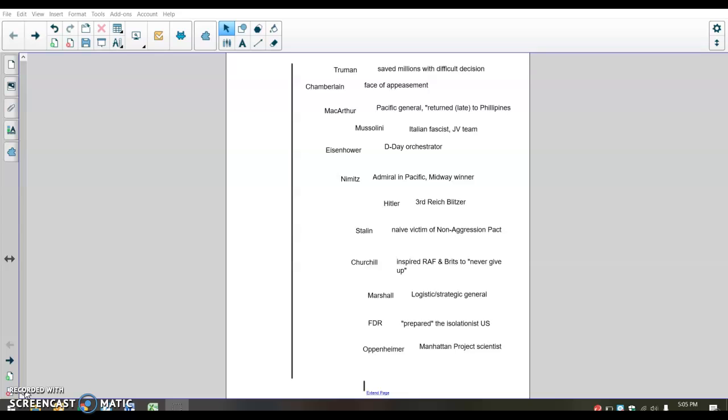Churchill, the Prime Minister of England, inspired the Royal Air Force and the Brits to never give up during the Blitz on Britain. George Marshall was the main logistics general for the United States. He wanted to be an offensive coordinator, but they made him be general manager instead. FDR had the United States somewhat prepared, even though we were isolationist. And Oppenheimer, the very scientific sounding name, led the Manhattan Project.